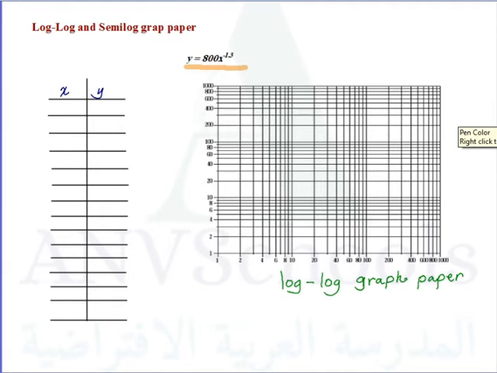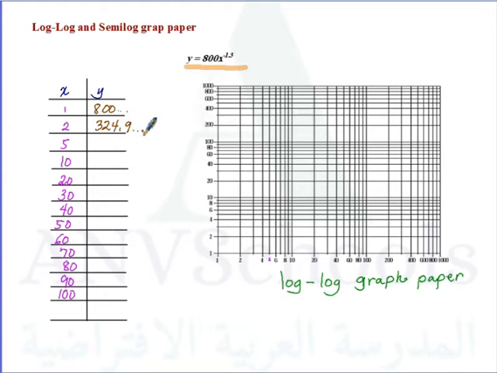If our x goes from 1 to 100, we use 1, 2, and 5, then 10, 20, 30, 40, 50, 60, 70, 80, 90, up to 100. Then the value for our y is equal to 800 something.